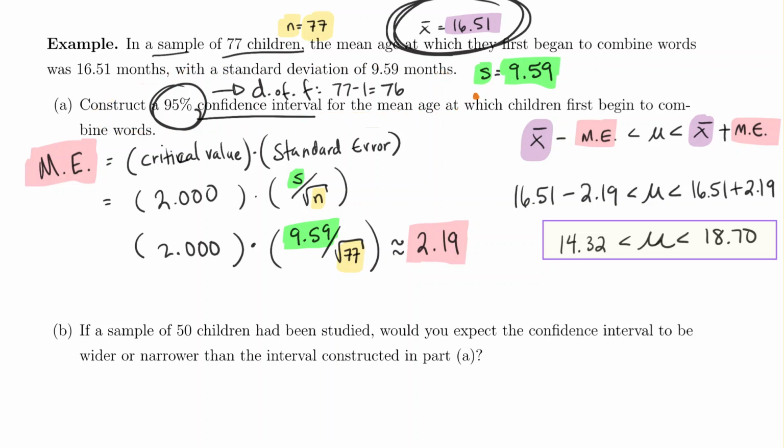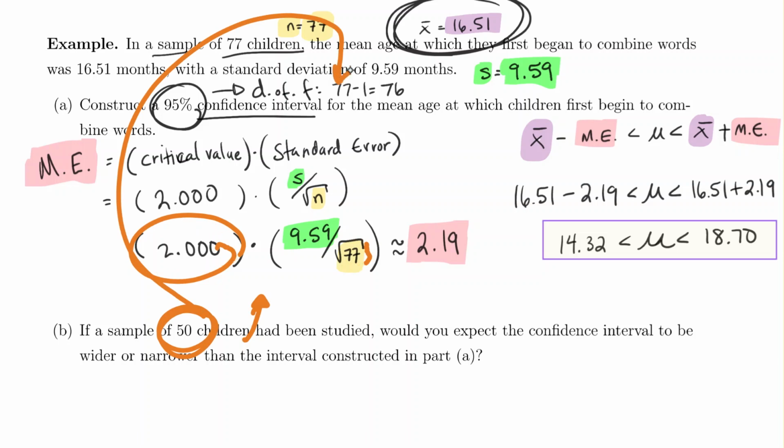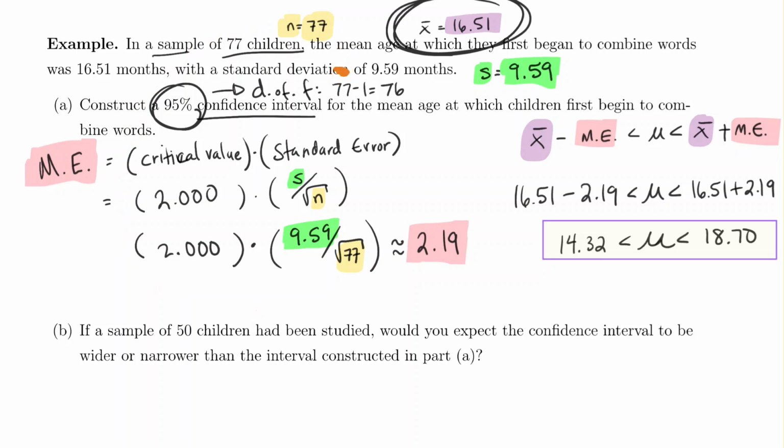Okay, it says, if a sample of 50 children had been studied, would you expect the confidence interval to be wider or narrower than what was constructed in Part A? Now, we've done an example kind of like this before. Think what the change of 50 children instead of 77 would affect in terms of our margin of error calculation. It would affect both this, because instead of the square root of 77, we'd have square root of 50, and it would also affect the critical value, because the sample size directly corresponds to the degrees of freedom. And we know our critical value is based on not only our confidence level, but our degrees of freedom.